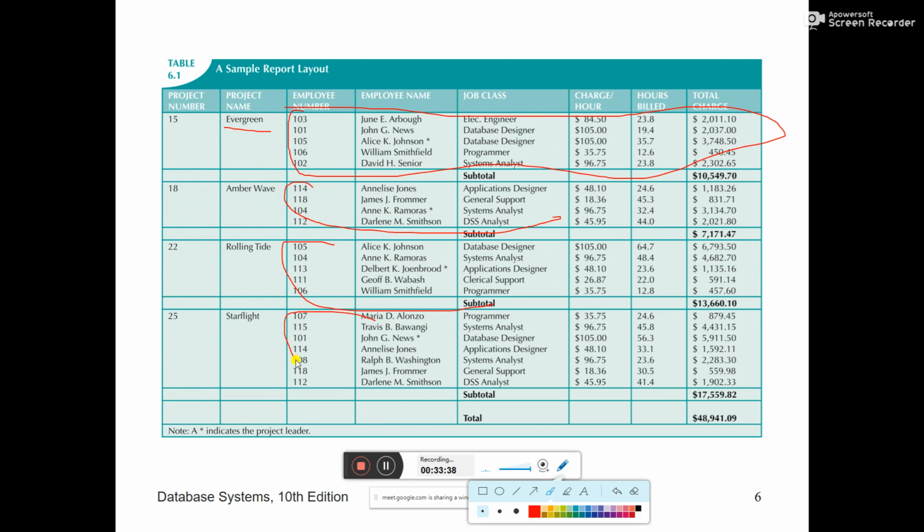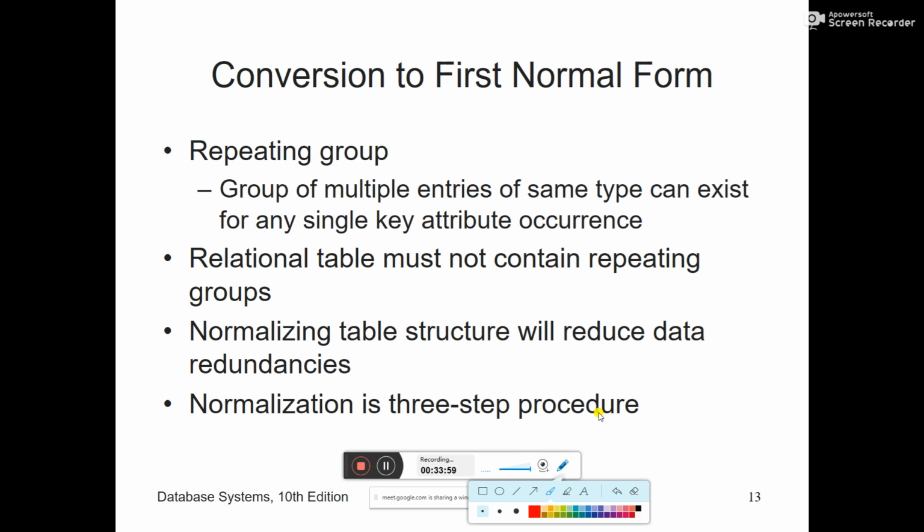So first thing, when we are going to convert to first normal form, we have to look into our table to see if we have a repeating group. The first thing we have to do is remove these repeating groups. How to remove the repeating groups? When we are converting to first normal form, we need to remove repeating groups, and normalizing the table structure will reduce data redundancy. When we delete this repeating group, it will remove data redundancy.